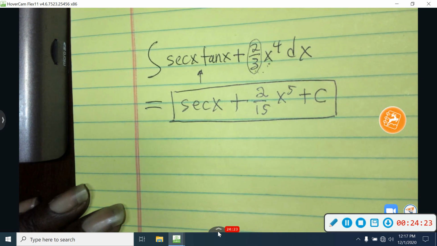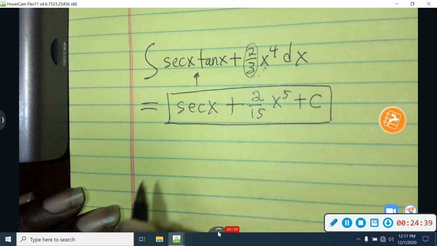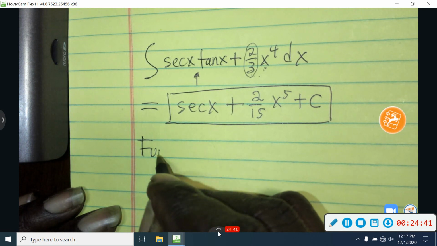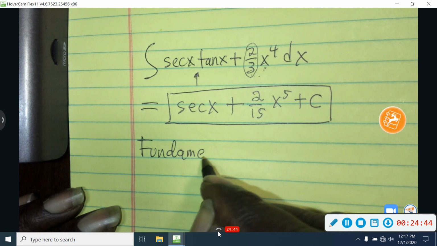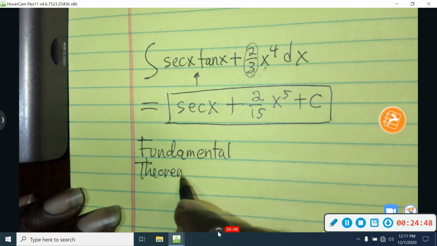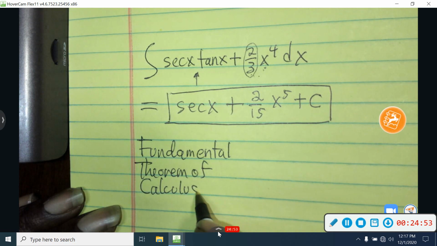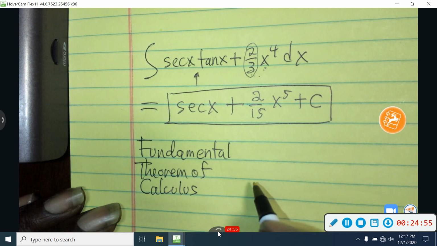Okay. Now, why am I asking you to think backwards? Well, because that's how the actual area can be found, by thinking backwards, without taking the limit of that sum. And that's called the fundamental theorem of calculus. Fundamental theorem of calculus. And it has two parts.